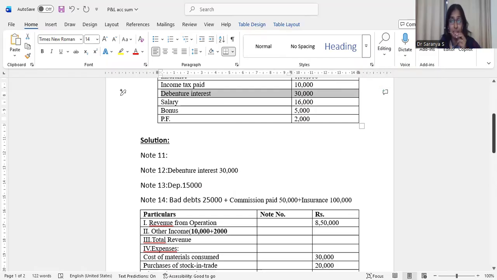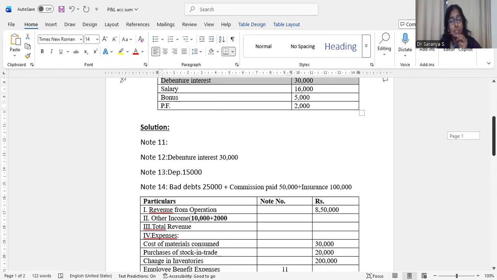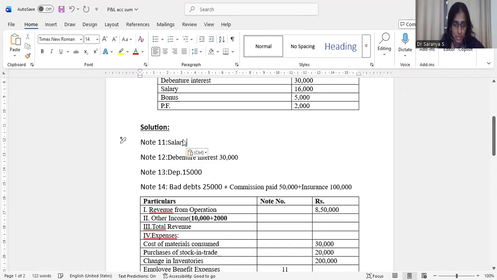Next item, we have salary. Salary will come under employee benefit expenses. Salary, we have 16,000. Then bonus, we have 5,000, that is also employee benefit expenses. Last item is PF, that is also employee benefit expenses. So the last three items, salary, bonus, PF, all three will come under note number 11, which is employee benefit expenses. Okay, so now we have done with all the items, correct?